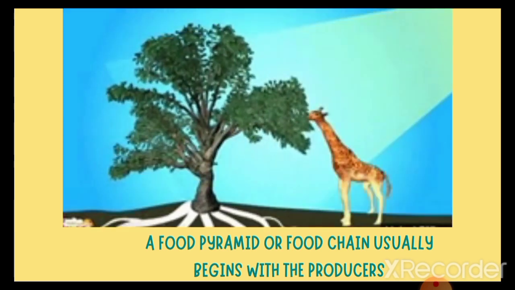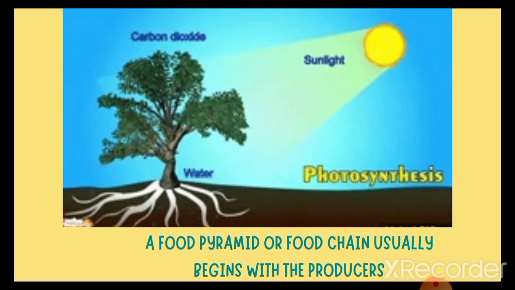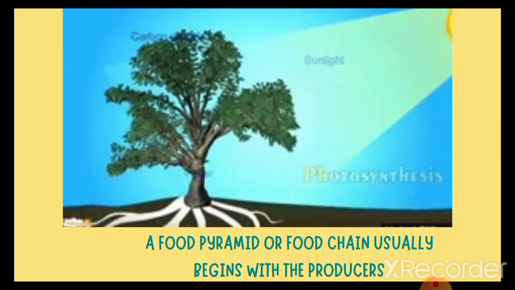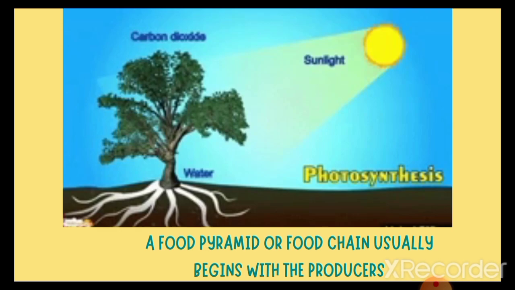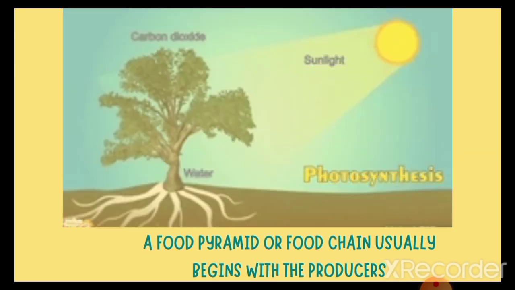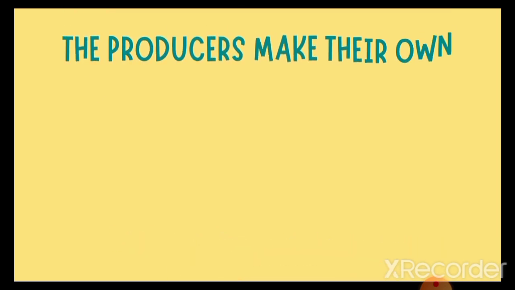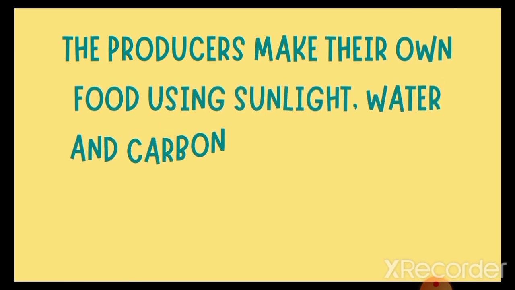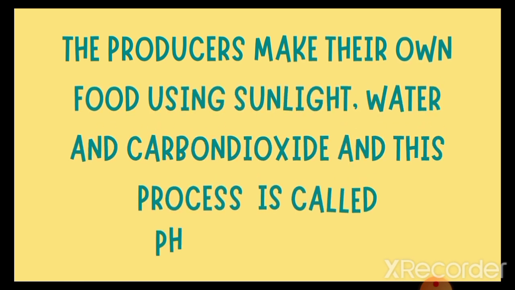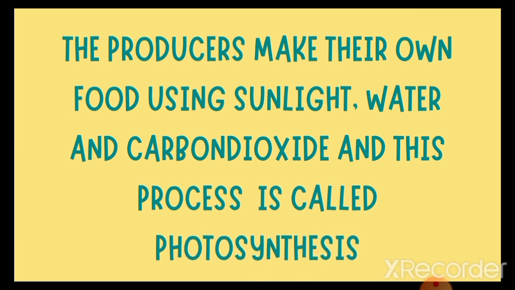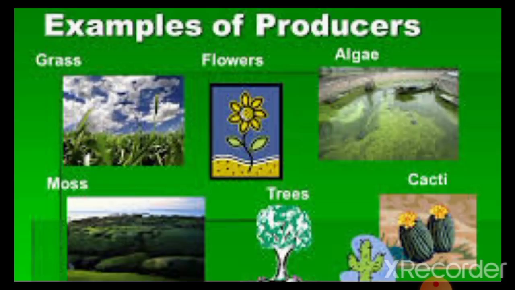It is important to note that a food pyramid usually starts with producers. The first level is usually the producers. This is because the producers are able to make their own food. And the producers make their own food using sunlight, water and carbon dioxide, and this is known as photosynthesis. Examples of the producers are grasses, flowers, algae, moss, trees and cactus.